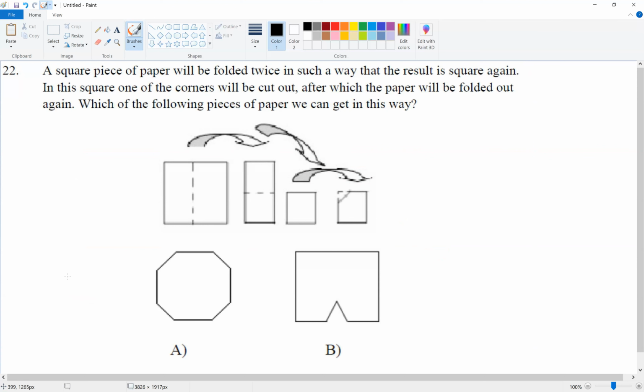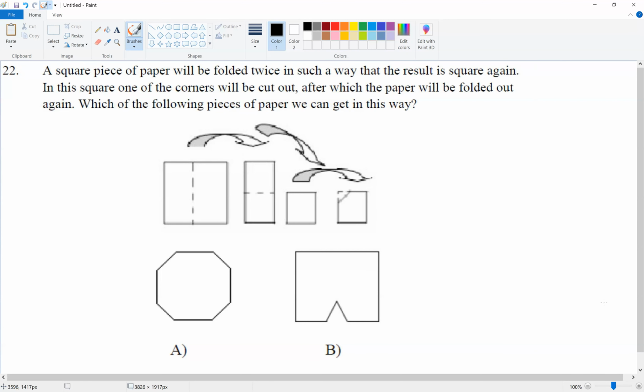A square piece of paper will be folded twice in such a way that the result is a square again. In this square, one of the corners will be cut out, after which the paper will be unfolded again. Which of the following pieces of paper can we get? I got B.